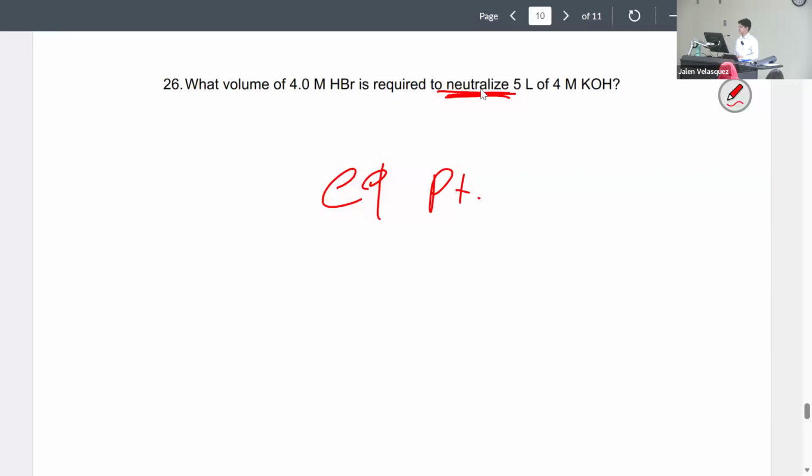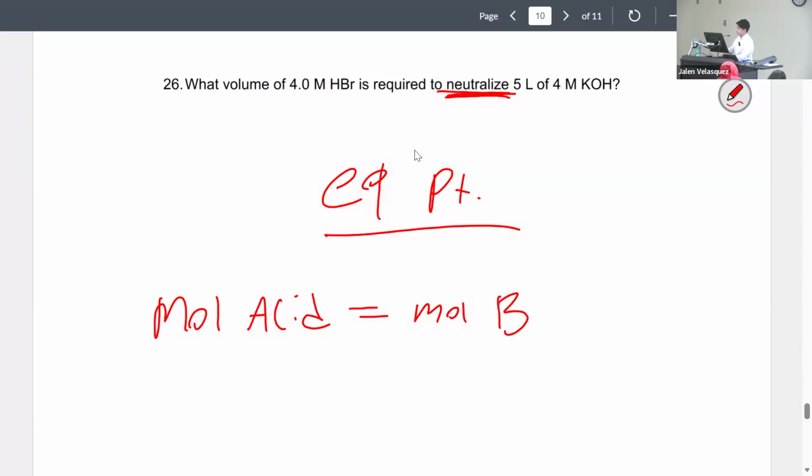Equivalence point. Okay. That's when the acid and base are neutralized. Equivalence point is when the moles of acid is equal to the moles of base.